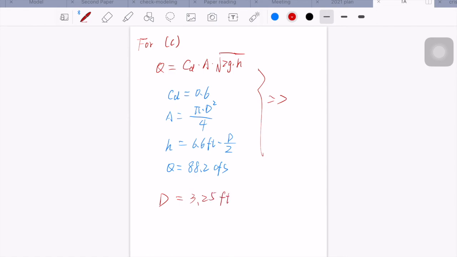3.25 feet. And often, the larger diameter is selected in practice, so the culvert will operate under flow classification C, and the required D should be equal to 3.25 feet. So we have done this problem.